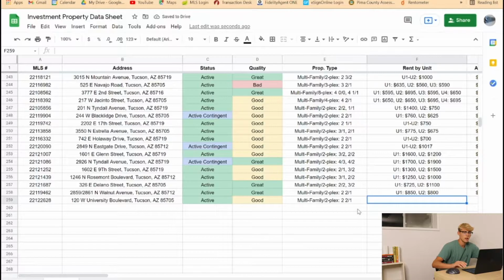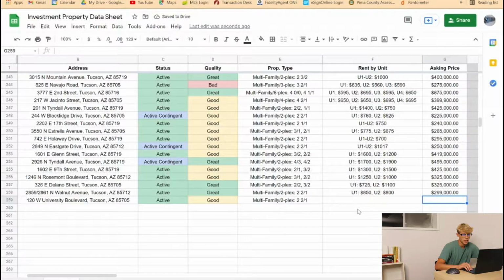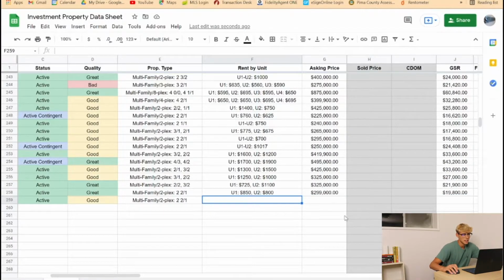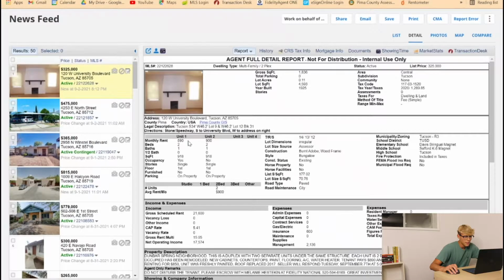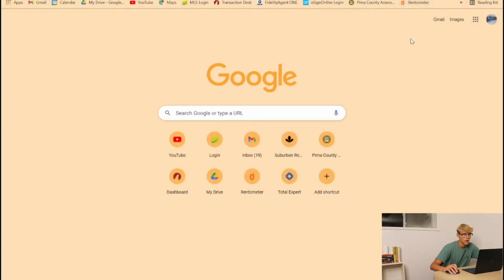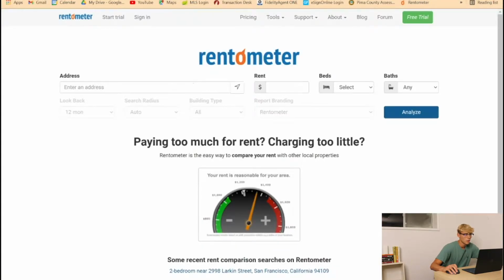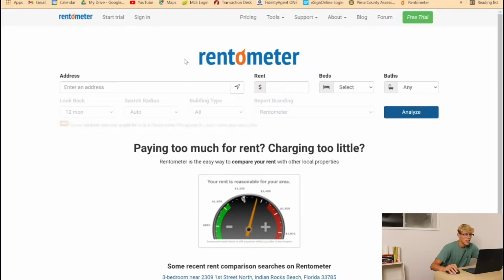Now this is where we get into some numbers here. As you can see, we are recording the rent by the unit. So we're going to come back, and if they don't have it recorded, you're going to have to use a tool called Rentometer, where you can look up the address, put in a rent you think it could rent for, the bed, the bath, and then analyze and see how good it is.